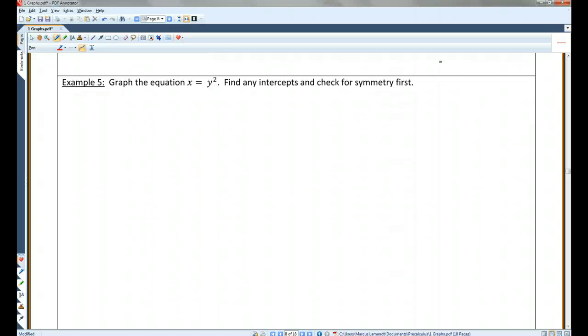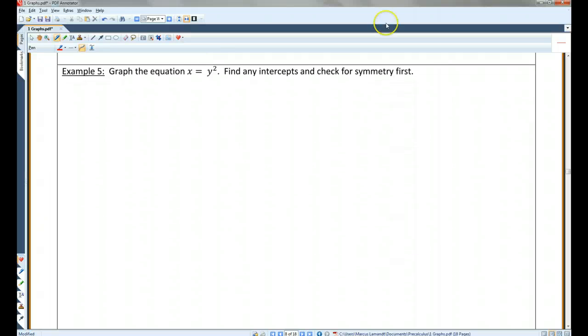Alright, graph the equation x equals y squared. Find any intercepts and check for symmetry first. Alright, intercepts, let's plug in 0 for x. I'll write the equation first. X equals y squared, so 0 equals y squared. We're going to have 0, 0 again. You guys can go ahead and plug in 0 for y also. But you can kind of see this is our one intercept once again.